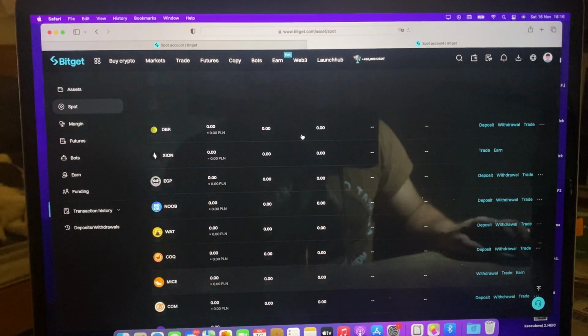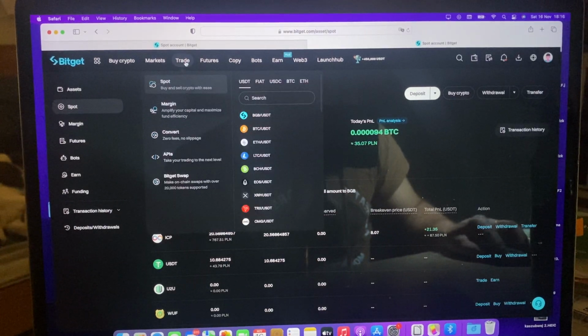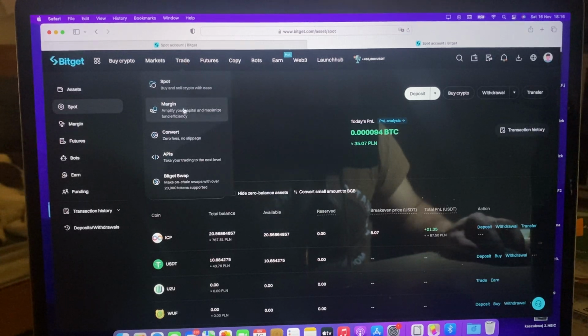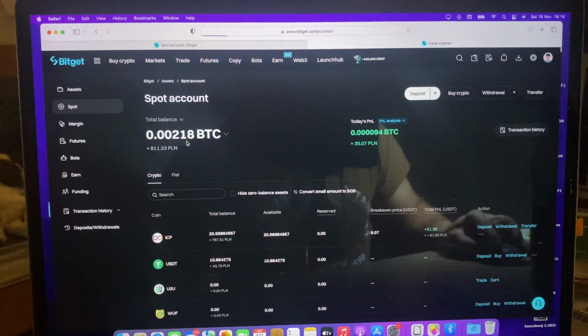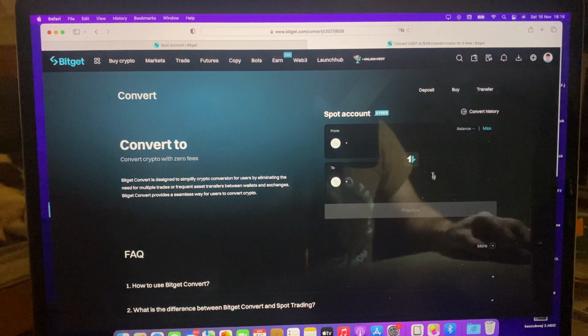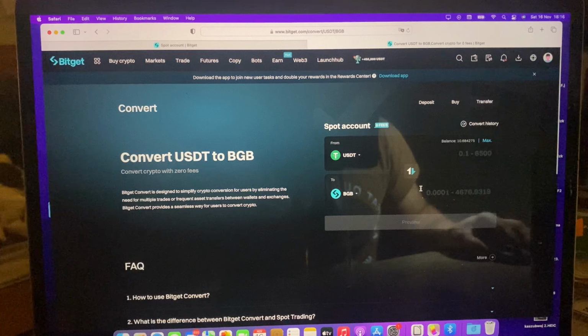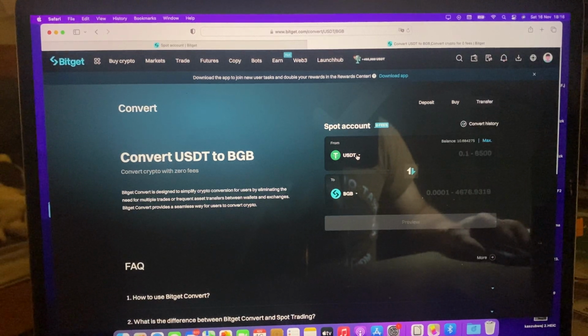When you have already sent the crypto you want to sell to the bitget platform, then you go to trade and convert. For me, it's best to convert all your crypto to USDT, because it's very easy to sell USDT.